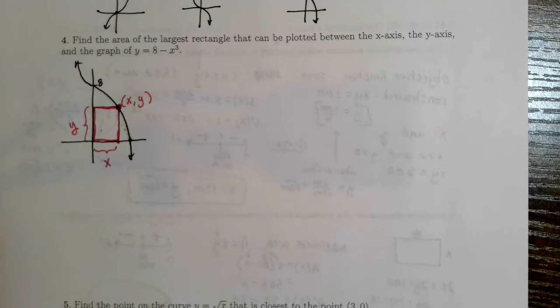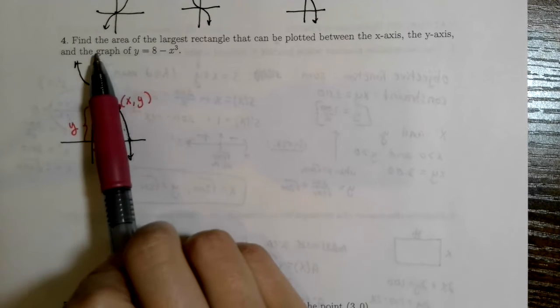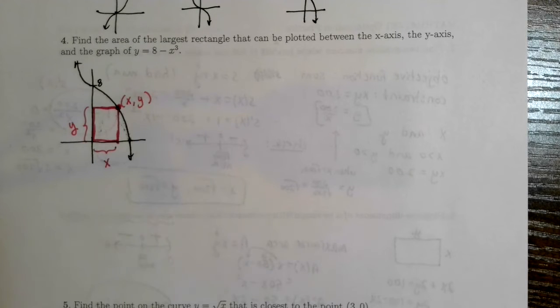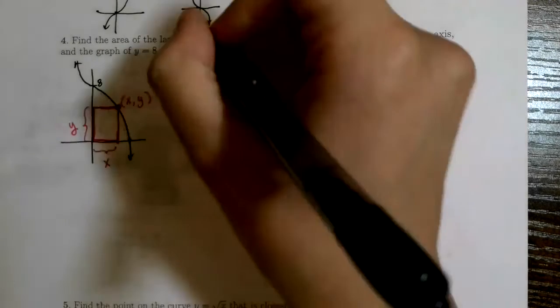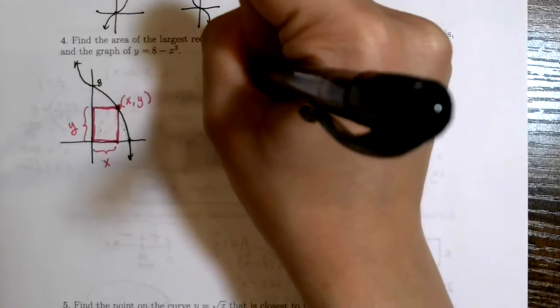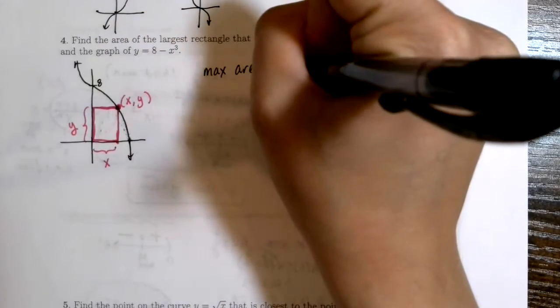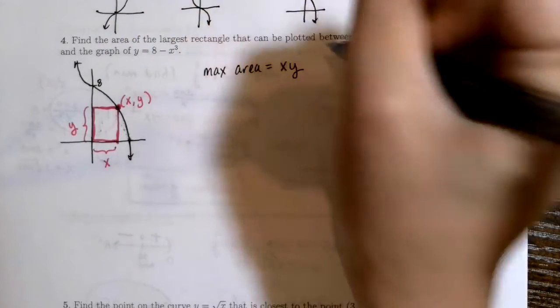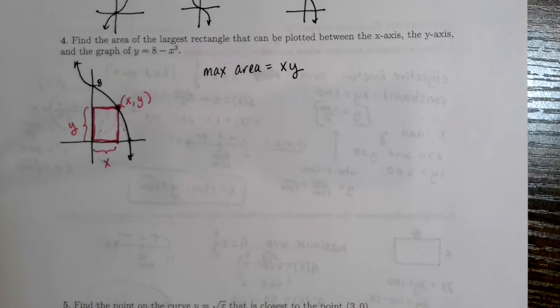So let's focus on our objective function first. They're saying find the area of the largest rectangle. So I want to maximize area. The area of this rectangle is x times y. That part at least is straightforward.